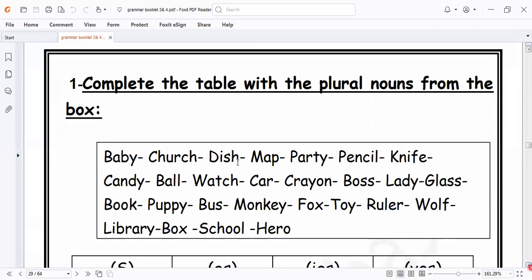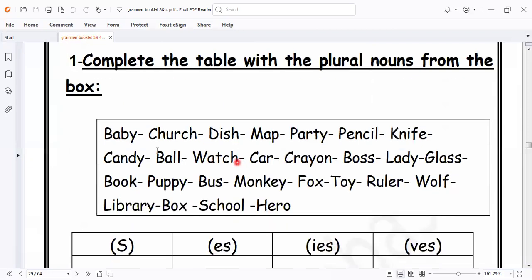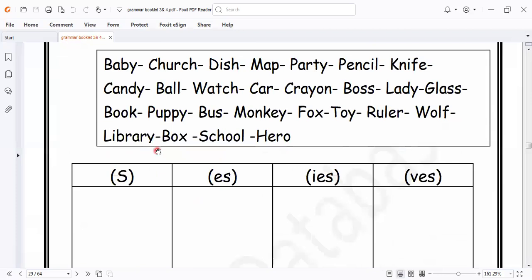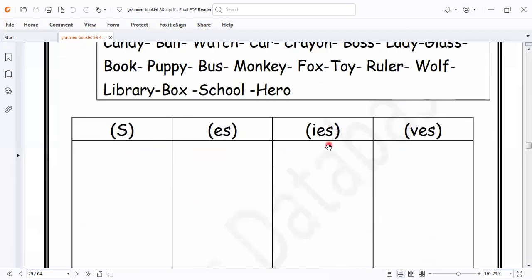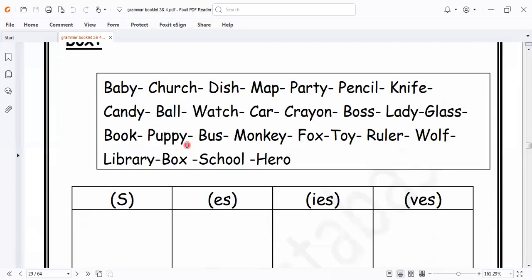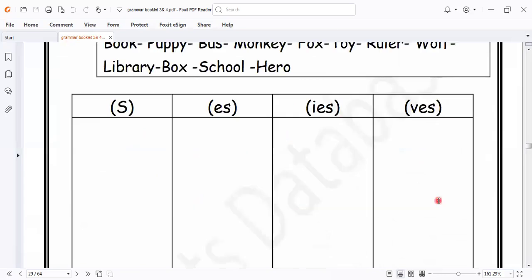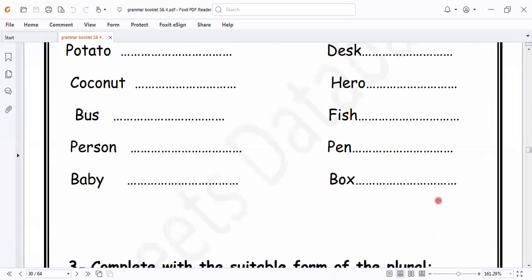Here we have some plural nouns, and we add s, es, ies, and ves as we told. I will give you an example: baby will be babies, ies. Here we have church, to be es. Dish, to be es. Maps, adding s only. Here we have pencil, adding s only. Knife, adding ves only. This is an example, and you can do the rest as you know.